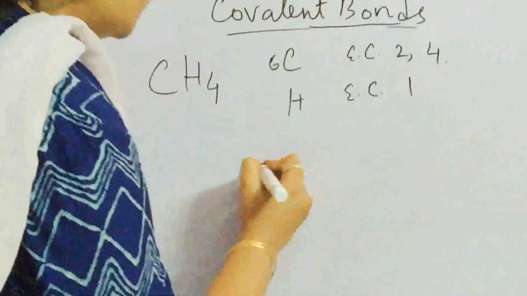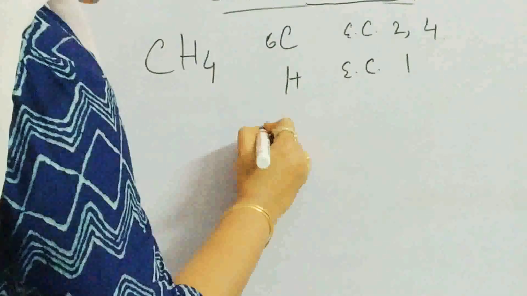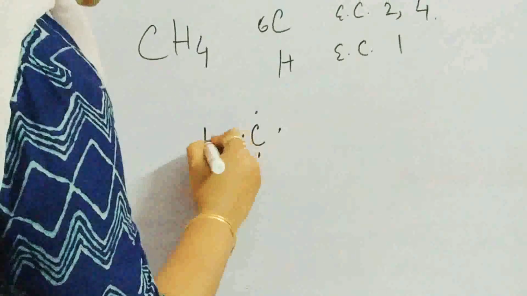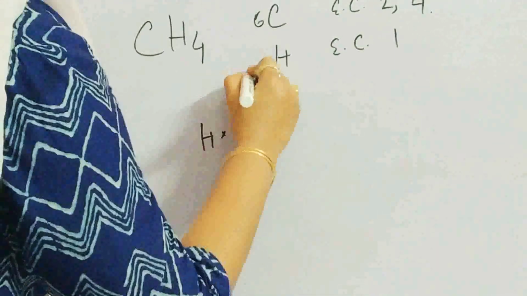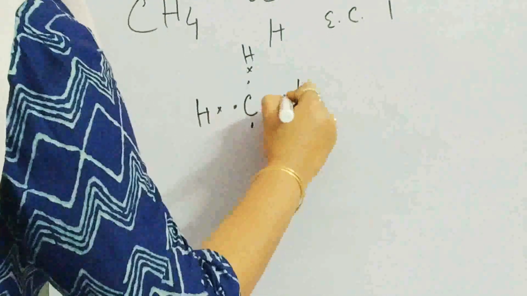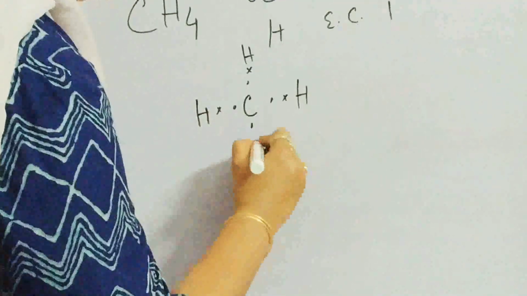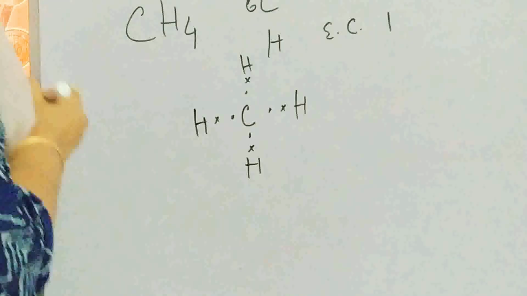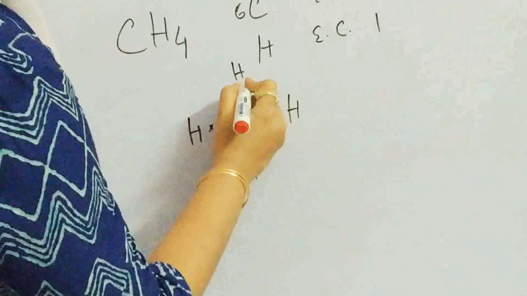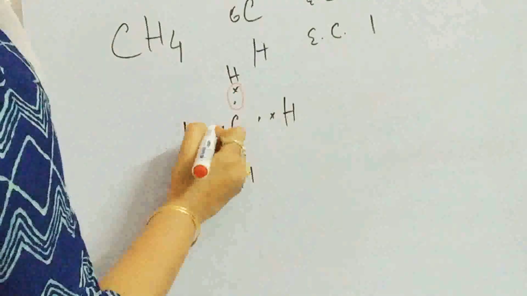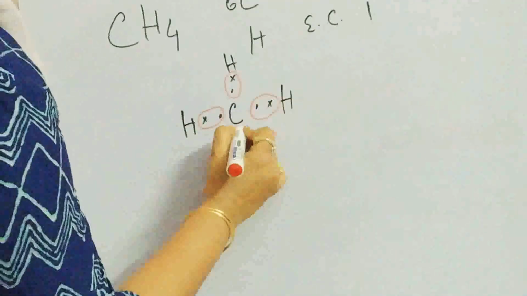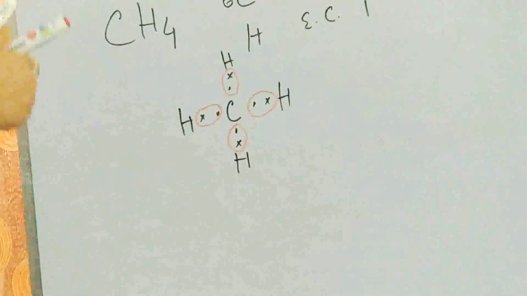Carbon, how many electrons? 1, 2, 3, 4. Hydrogen again by cross sign, hydrogen again by cross sign, and putting the electrons in between. Thus how is the bond formed? By sharing of electron pairs. One pair of electrons, one pair of electrons, one pair of electrons.